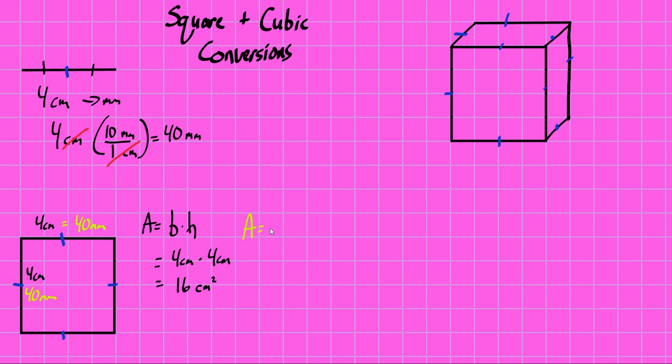So if I do the area in millimeters, it's still base times height. And we're just using the units in millimeters now. So 40 millimeters times 40 millimeters. And 40 times 40 is not 16 anymore, but it's 1600. And the unit's not centimeters squared, it's millimeters squared. 16 square centimeters and 1600 square millimeters are the same as each other.